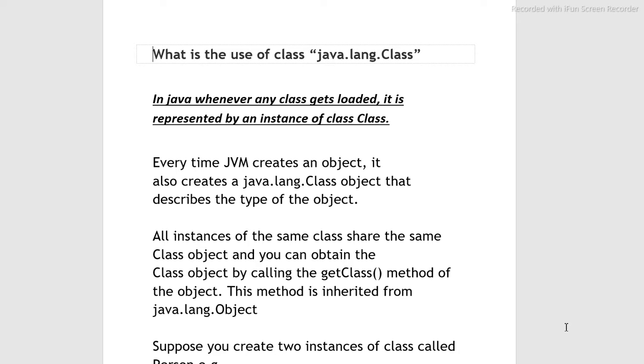What is the use of class java.lang.Class? In Java, whenever any class gets loaded, it is represented by an instance of Class. Every time the JVM creates an object, it also creates a java.lang.Class object that describes the type of the object. All instances of the same class share the same Class object, and you can obtain the Class object by calling the getClass method of the object. This method is inherited from java.lang.Object.